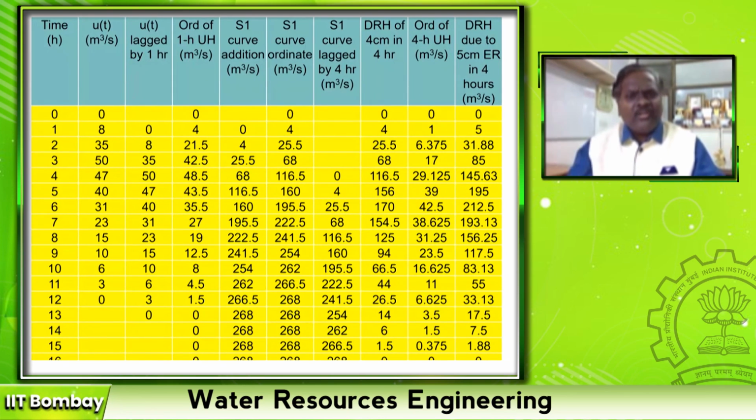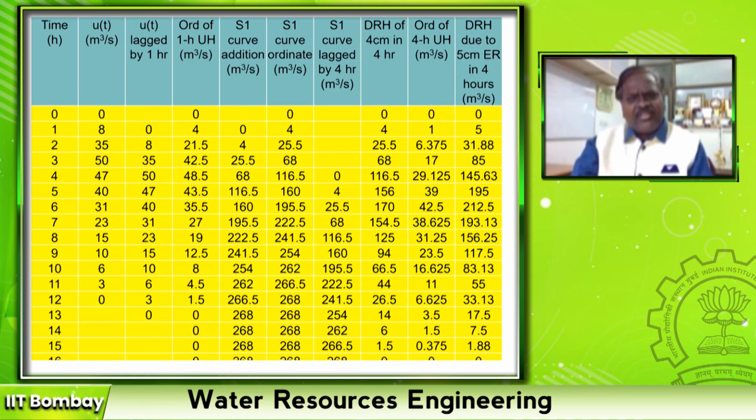Now if I want it for 4 hours unit hydrograph, draw an S curve, then lag the S curve by 4 hours, and take the difference. This is the SA minus SH. That will give me the direct runoff hydrograph for 4 centimeter in 4 hours. Then the ordinates of 4 hour unit hydrograph are divided by 4. So direct runoff due to 5 centimeter is obtained by multiplying each and every one by 5 centimeter.